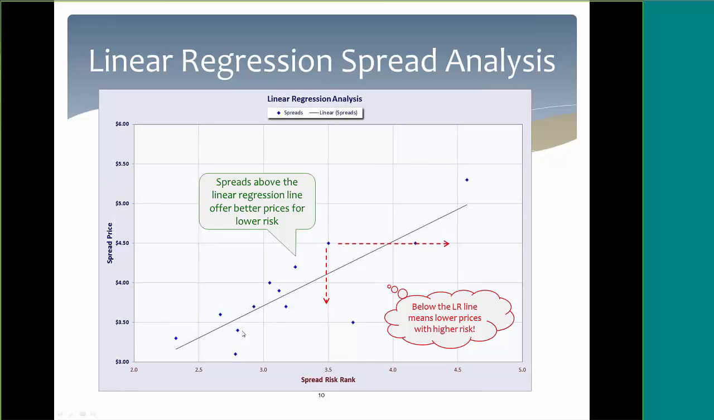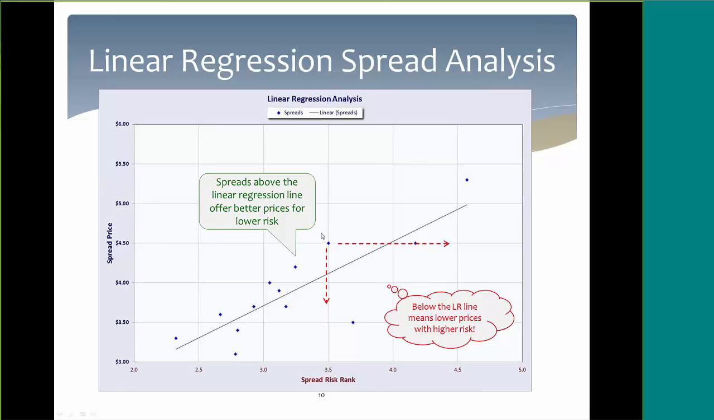I mean, for example, you could be looking at spreads here that are somewhere under 350, maybe that's around 340 or something. And then here's one for 350. Quite a bit of difference in the spread risk. So which one would you sell? You'd certainly sell this one over this one. So that's how I use the linear regression to determine which spreads to sell.